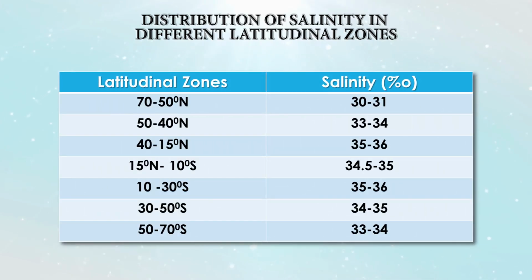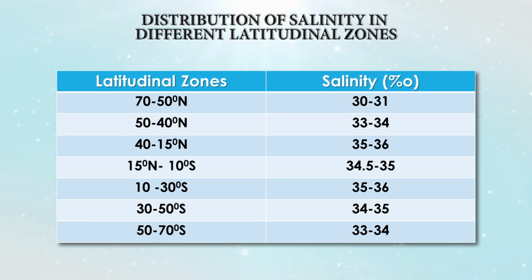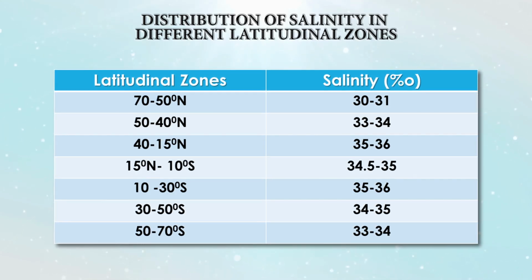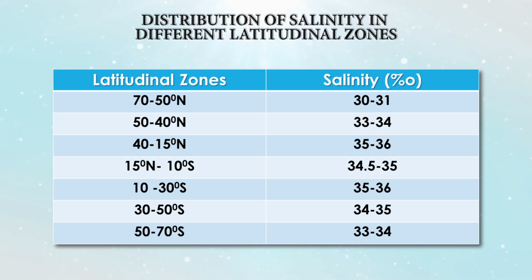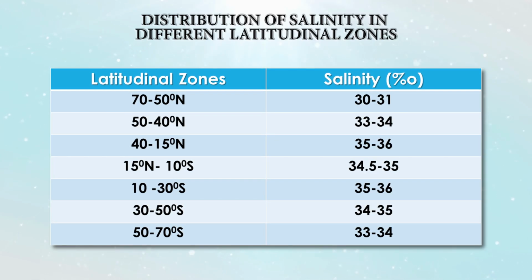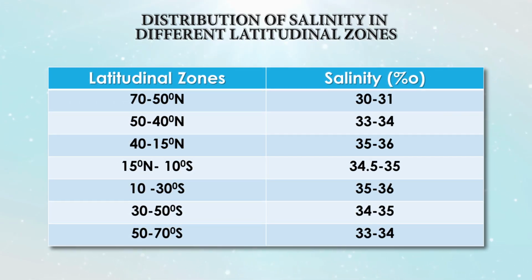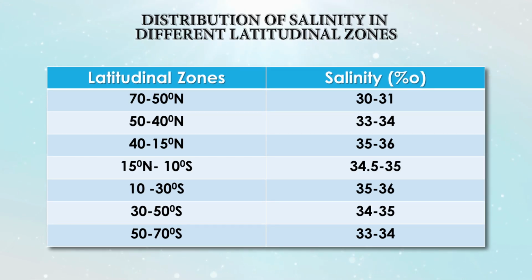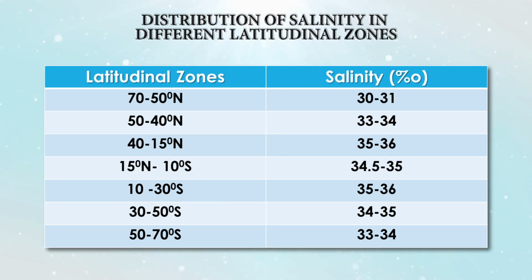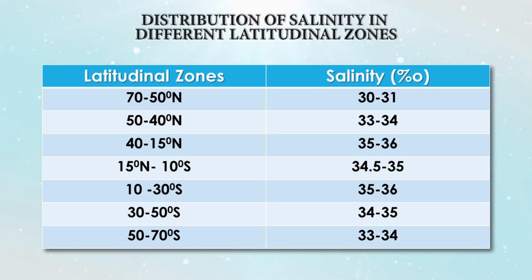Now in the following table you can see different latitudinal zones shown. You can see in the center the equatorial zone, from 10 to 15 degree north to 10 degree south, has 34.5 to 35 per thousand salinity. But you can see in the tropical regions, from 15 degree north onwards, salinity is increasing. So you can see the highest salinity if you compare both the hemispheres.